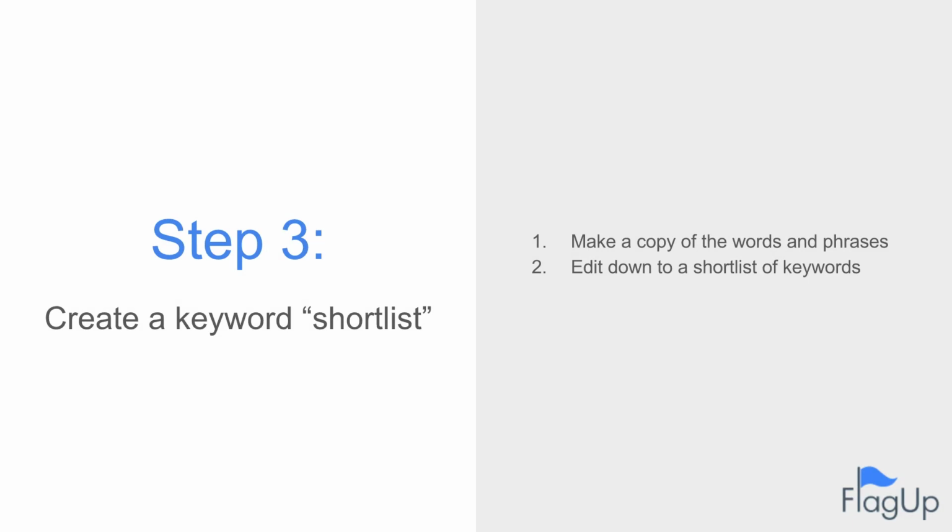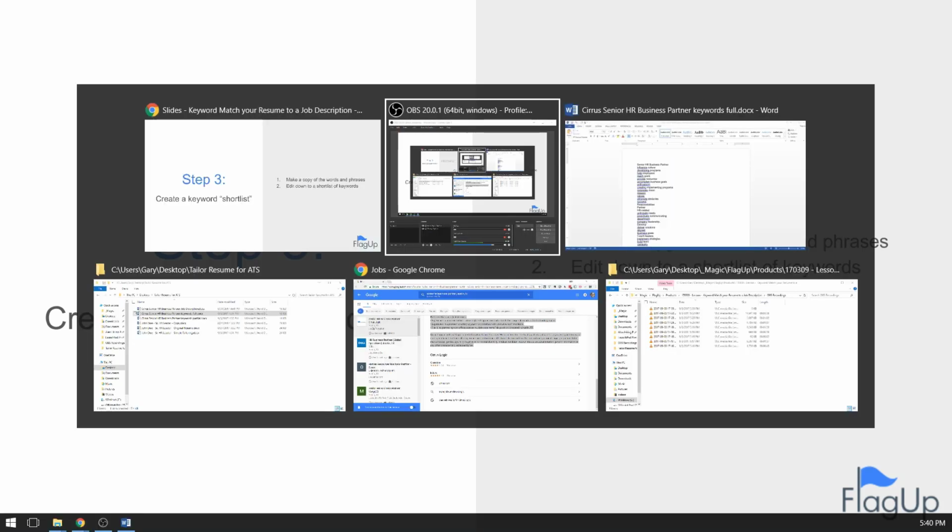Step number 3 is to make a keyword shortlist. What I mean by that is that you're going to take that entire list of words and phrases that you had and narrow it down into a short list of really well-defined keywords. And there's really only 2 steps to this. One is to make a copy of the words and phrases document that we just made, and then we're going to edit that down to a short list of keywords. So let me show you how I would do that. You can do it any way you like, but let me show you how to do it.